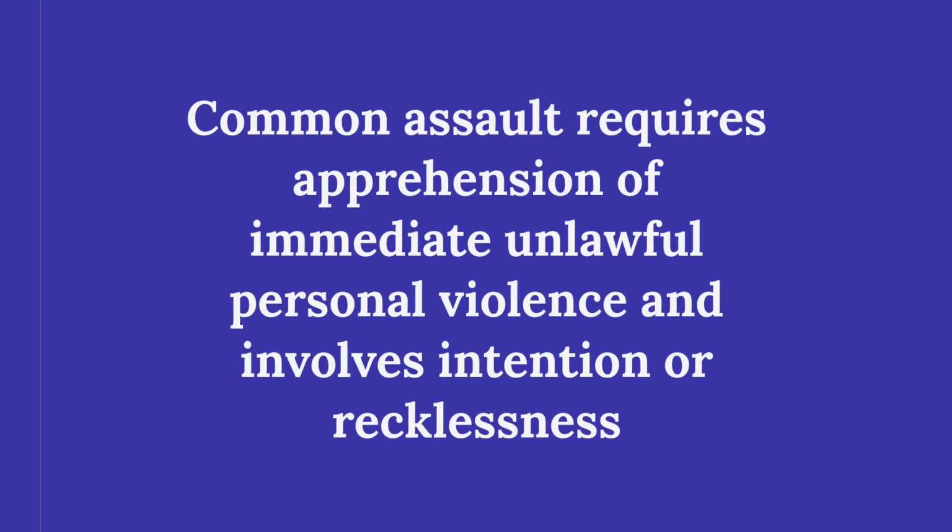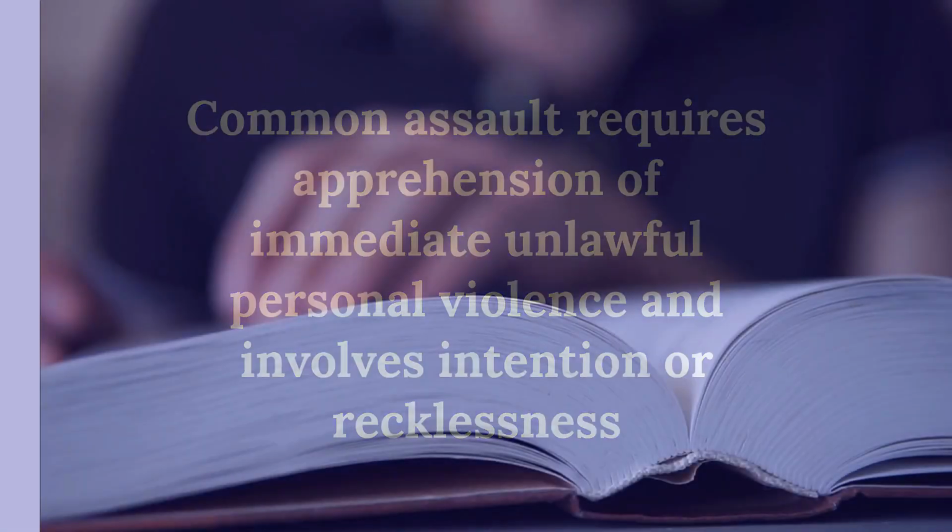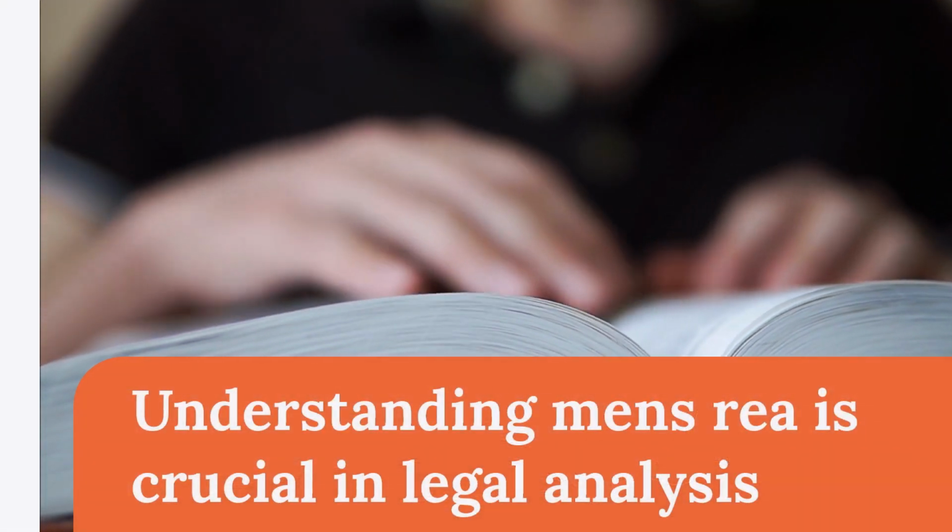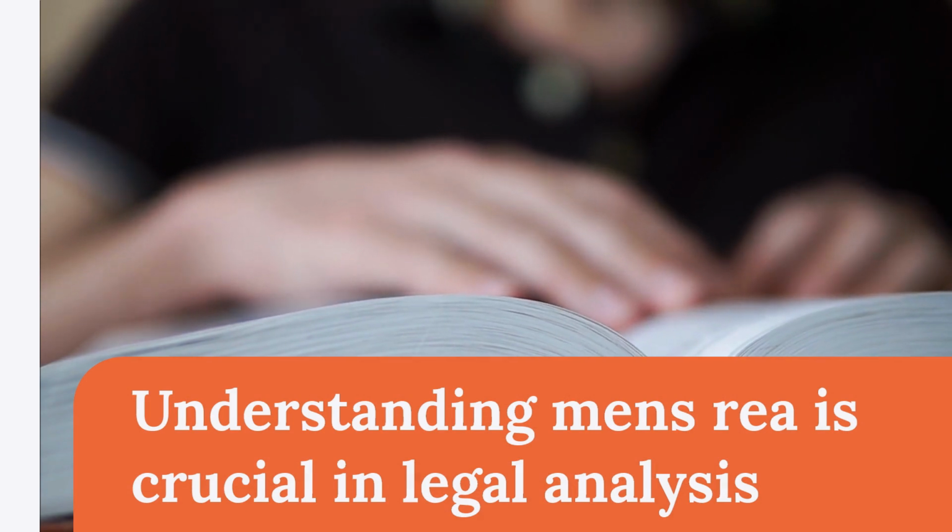Common assault involves causing the victim to apprehend immediate violence. The Actus Reus requires apprehension of unlawful personal violence. R. v. Lamb and Logden v. DPP illustrate its application. The mens rea involves intention or recklessness. It forms the basis for understanding assault cases. The mens rea of assault is intention or recklessness in causing apprehension.